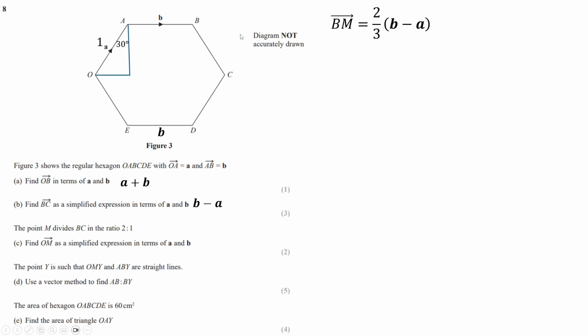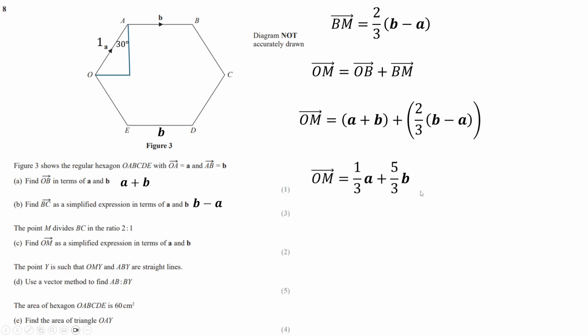We can say that OM, so where is O? Okay, so we can say that OM is OB plus BM. So OB, we're going up this way, and then here. We know what OB is, it's just A plus B, and then BM is this. So just add them together, simplify, you get that.